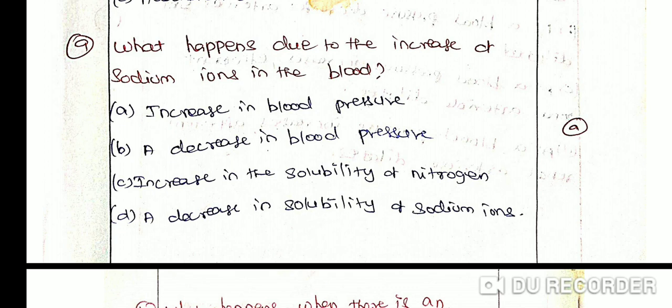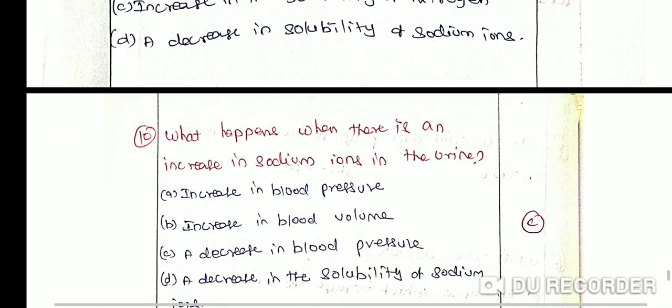Next question: what happens due to the increase of sodium ions in the blood? Option A increase in blood pressure, option B decrease in blood pressure, option C increase in solubility of nitrogen, option D a decrease in solubility of sodium ions. The correct answer is option A, increase in blood pressure. Explanation: more sodium ions in the blood or fewer potassium ions in the blood lead to increased blood pressure and blood volume. This condition can be a symptom of the hypersecretion of the salt retaining hormone, for example aldosterone.